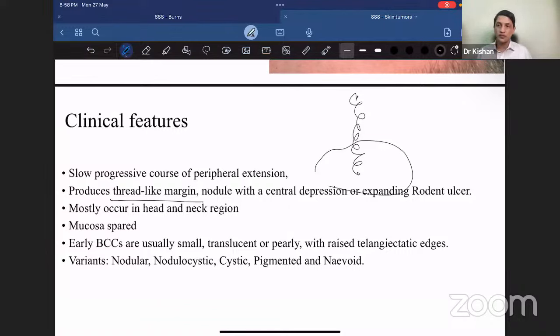So this much we should know. It mostly occurs in the head and neck region, the most exposed area. Mucosa is spared. Early BCCs are usually small, translucent or pearly white with raised telangiectatic blood vessels. What are the types of edge we get clinically? How do you identify BCC? What is the difference between BCC and SCC clinically?